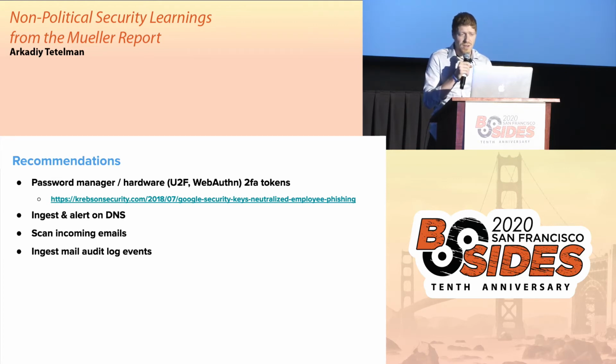Ingest mail audit log events. G Suite, Office 365, others, they all provide an audit log that you can programmatically ingest and say, hey, someone reset their 2FA token, someone went through a password reset flow, someone logged in from Russia or Egypt or Brazil, they're sitting right next to me, what's going on? Pretty valuable.